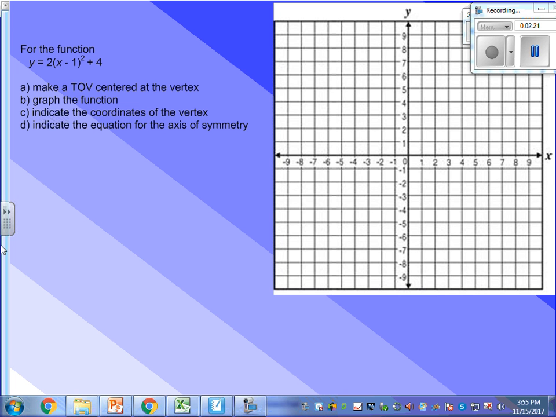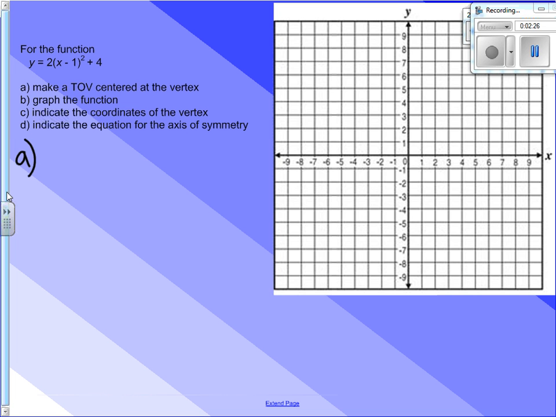It says make a TOV centered at the vertex. In order for me to even make a TOV, I need to know what the vertex is, because the TOV is going to be based on the vertex. What is the vertex of this quadratic function? Well, let's do a little bit of review.